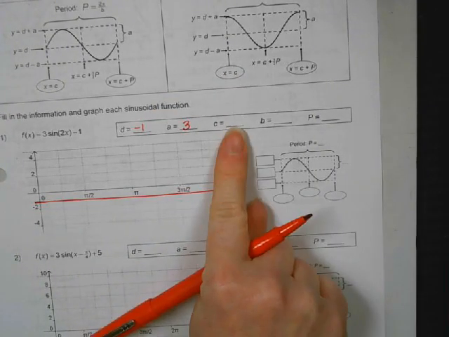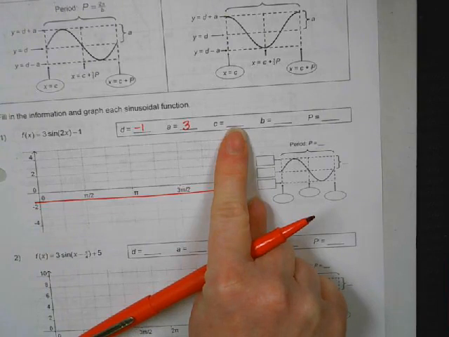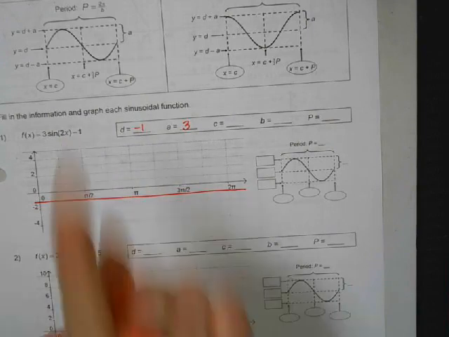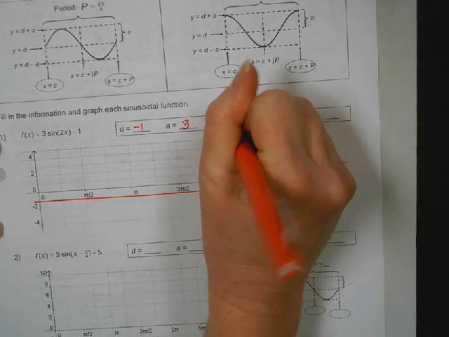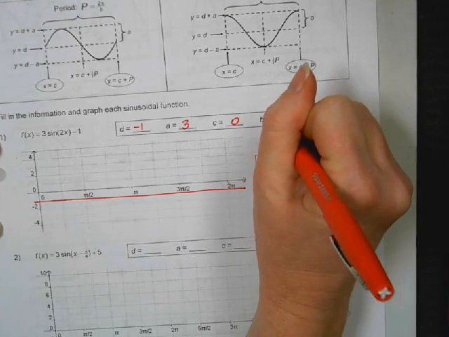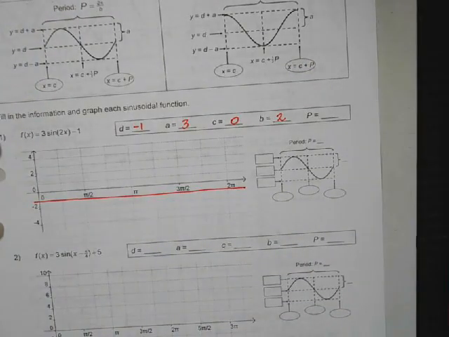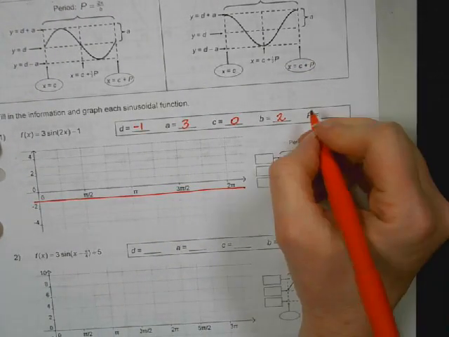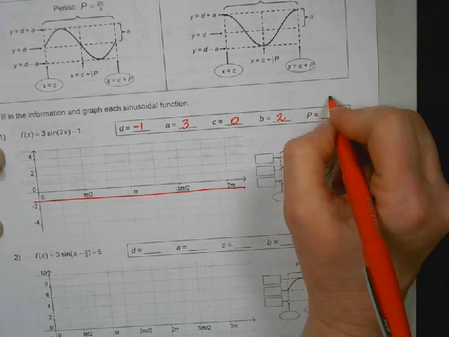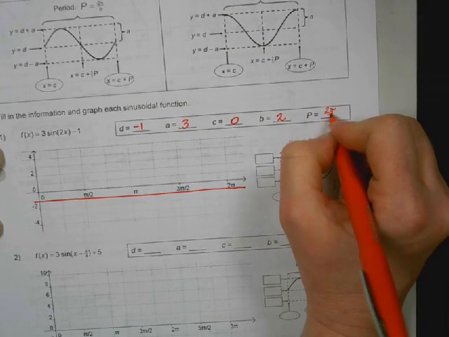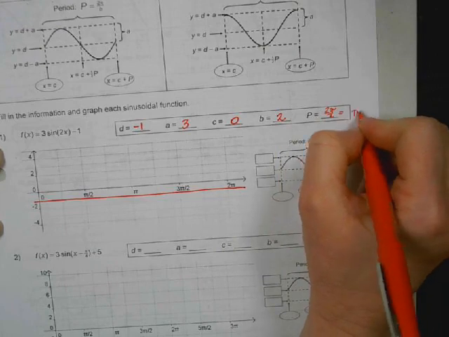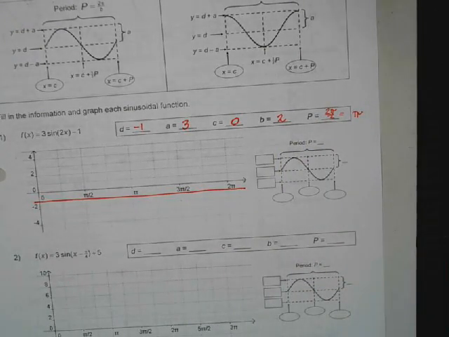This time, I don't have a C value because that would be a horizontal shift, and there's not a horizontal shift in here. So my horizontal shift is 0. My B value is 2, which makes my period 2 pi over 2, which equals pi. Now what that means is my entire sine wave has to complete itself in pi instead of 2 pi. So is everybody with me so far?